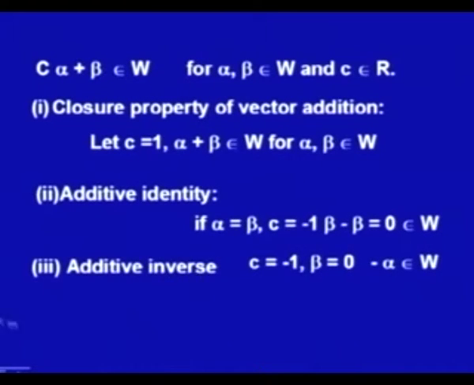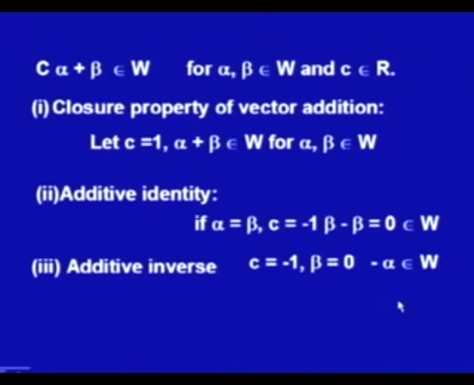Then the next is the additive inverse. We have been given this condition. So, if I take C is equal to minus 1 and beta is equal to 0, the existence of beta equal to 0 I have already established. So, if we take beta is equal to 0 and C is equal to minus 1 and substitute it here, it is nothing but minus alpha belonging to W. So, if alpha is there, minus alpha is also in W, and that establishes the additive inverse in W.